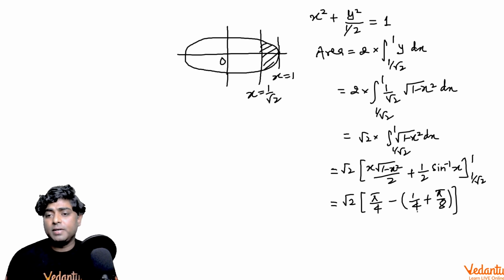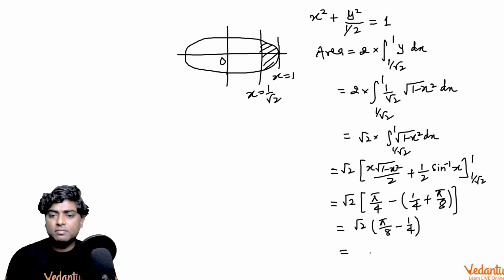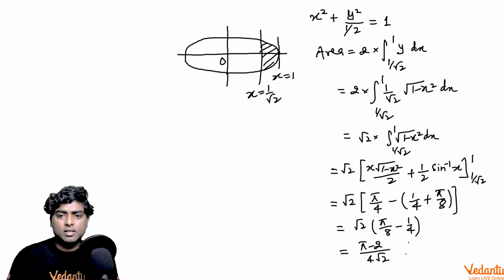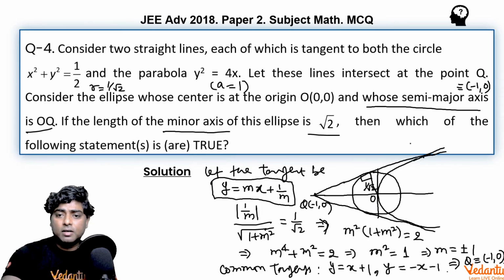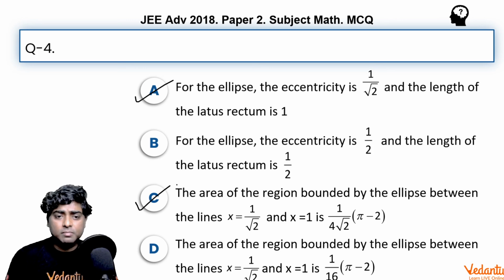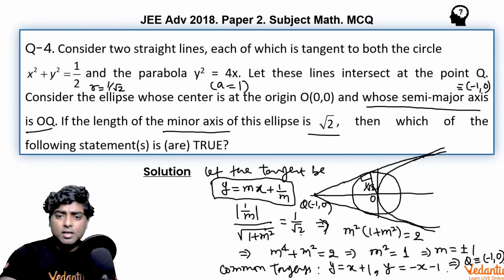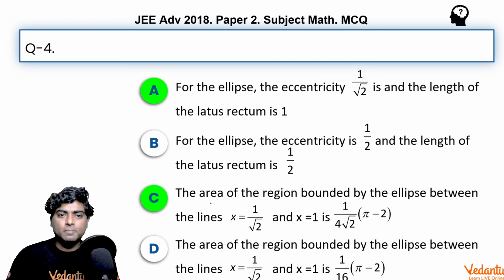Finally, pi by 4 minus pi by 8 is pi by 8, so pi by 8 minus 1 by 4, times root 2. Finally we are getting pi minus 2 divided by 8 into root 2, so 4 root 2 finally. This is in square units. So the final answer is pi minus 2 by 4 root 2. This is given in option C, so option C is correct, obviously D is not correct. So the answers are A and C, as you can see.